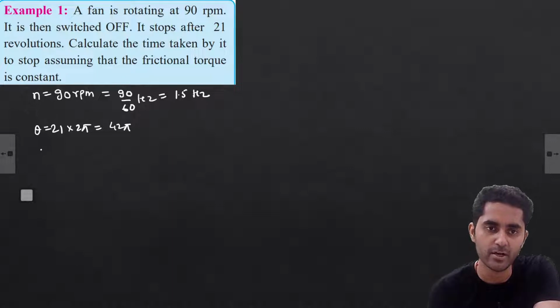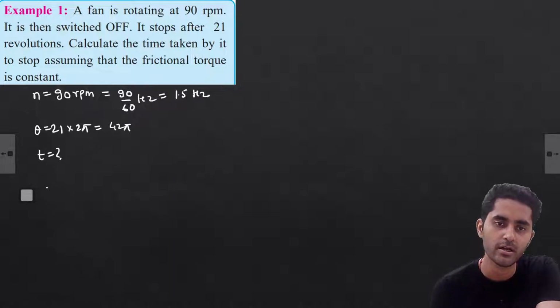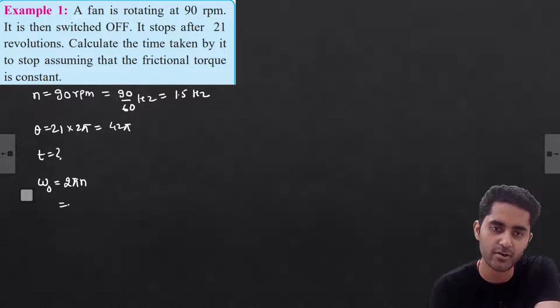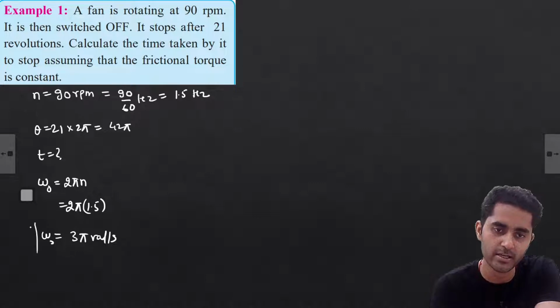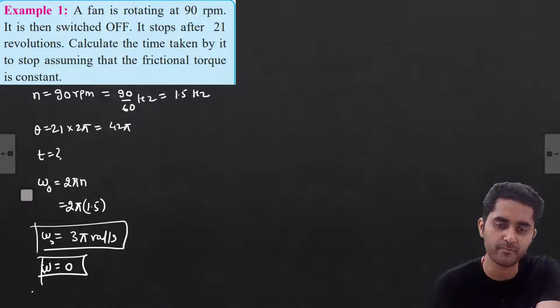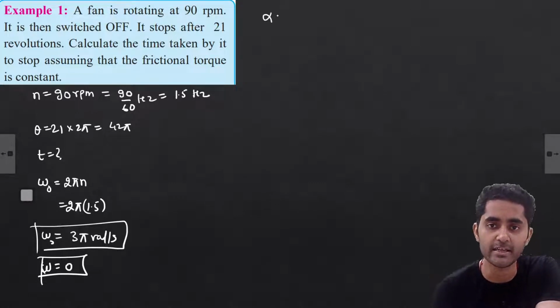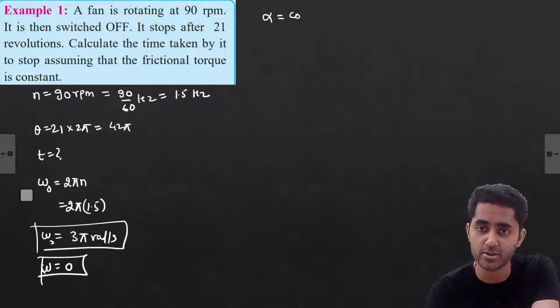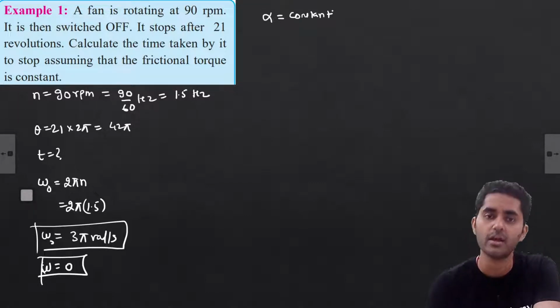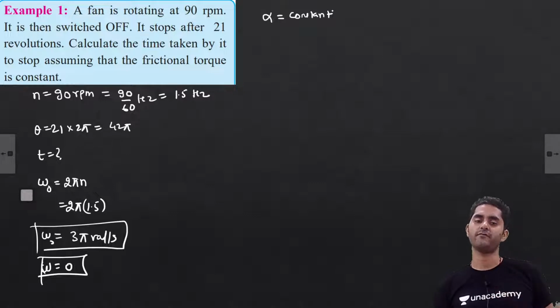Calculate the time taken by it to stop. Now omega naught was 2 pi n, and that was equal to 2 pi, what was n? 1.5, and that is equal to 3 pi radian per second. That was omega naught, or initial velocity. Final velocity is 0 since the fan stops, and angular acceleration will be negative in this case. What is angular acceleration? Angular acceleration is not given, but it is constant. Torque is constant, means angular acceleration alpha is constant.